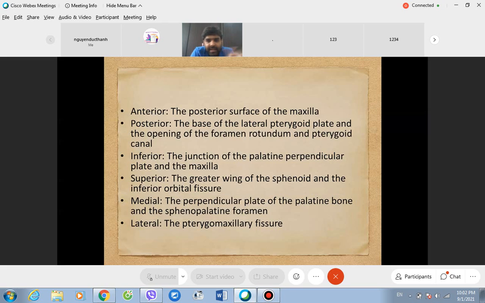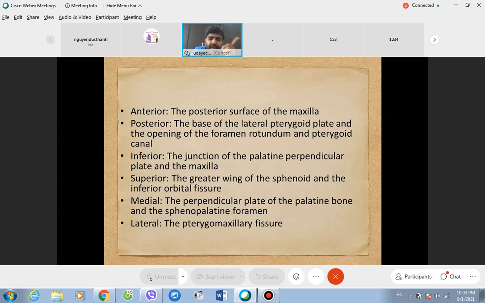We'll just read out and then we'll go and see. The anterior boundary is the posterior wall of the maxilla, posterior surface of the maxilla. Posteriorly, it is the base of the lateral pterygoid plate and the opening of the foramen rotundum and the pterygoid canal. Inferiorly, it is the junction of the palatine bone and maxilla.